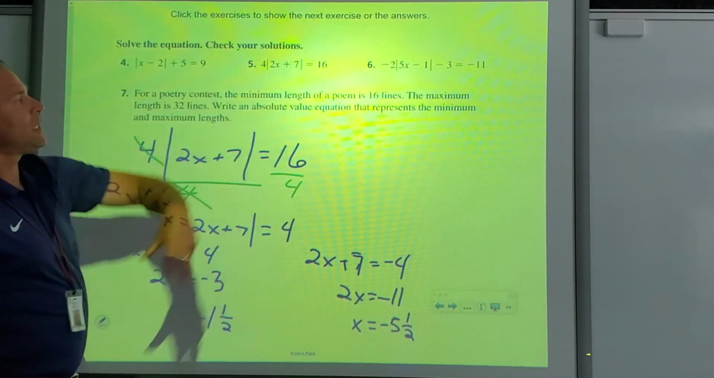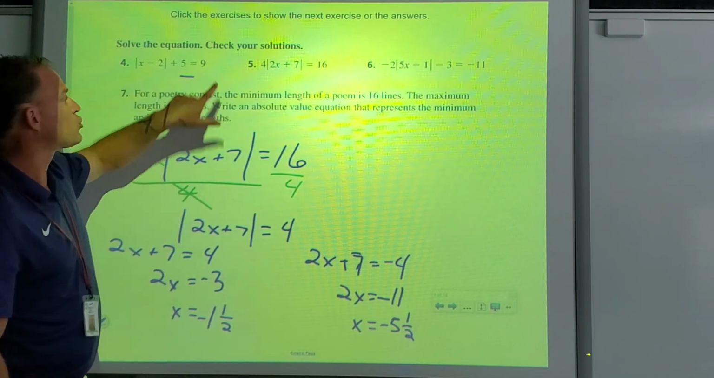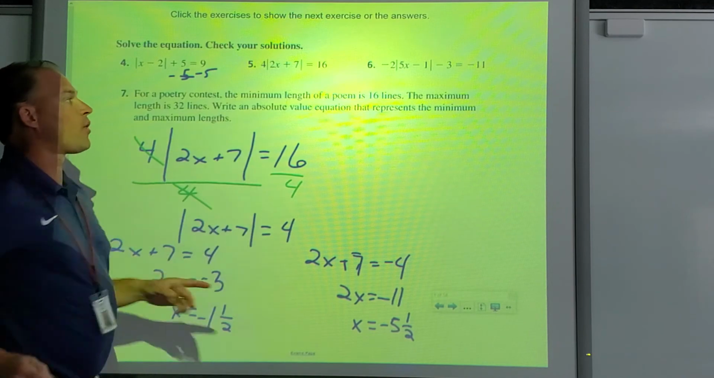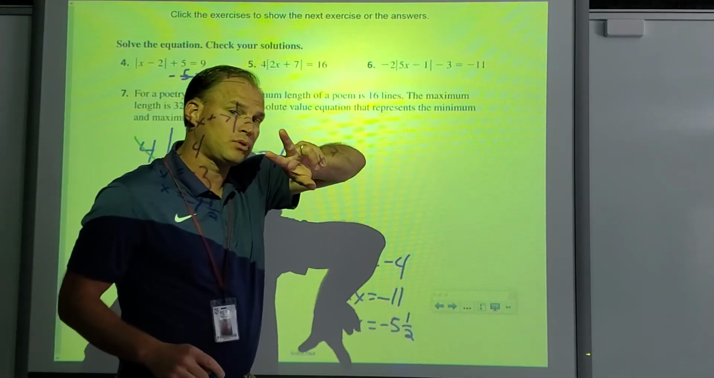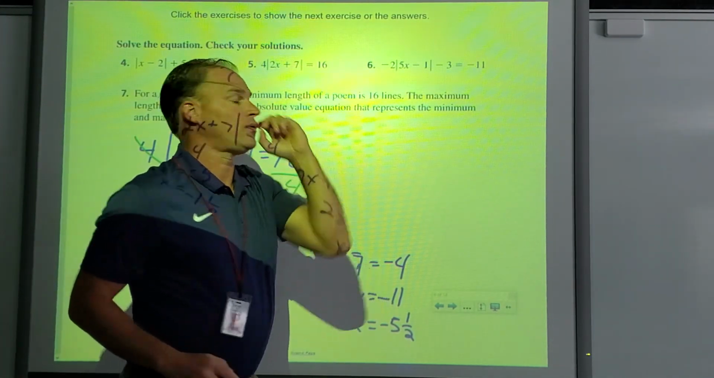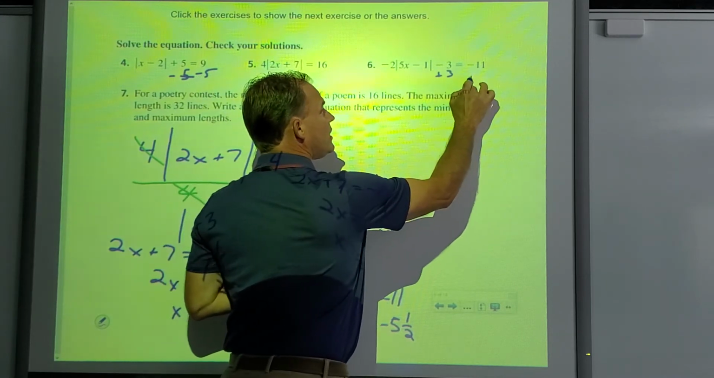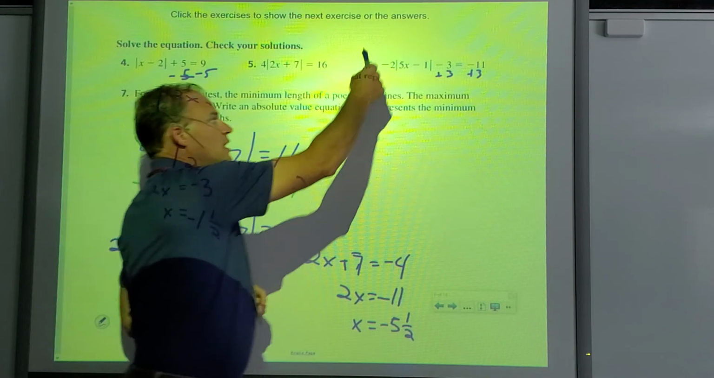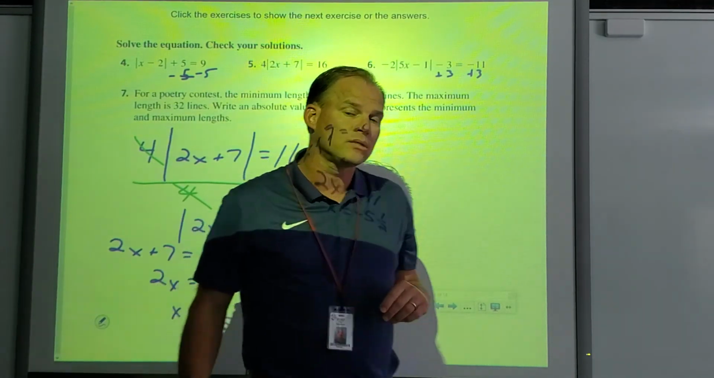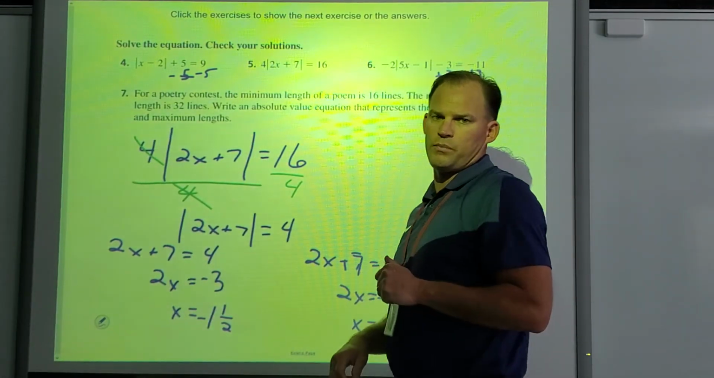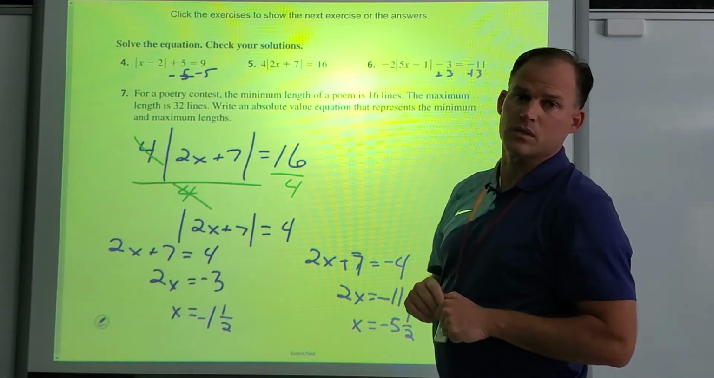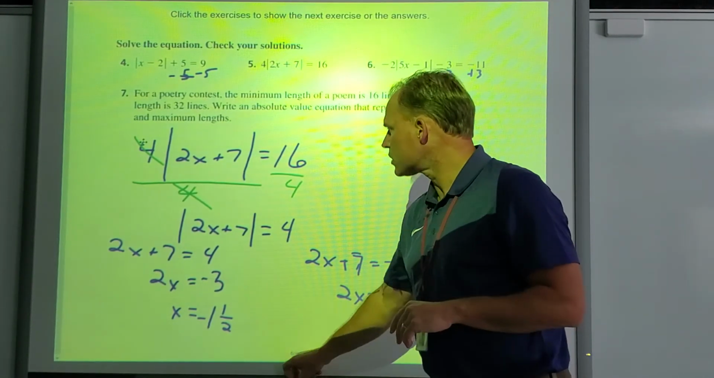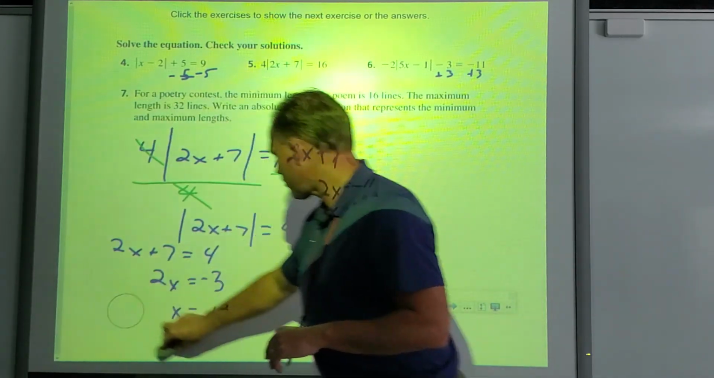So, isolate your absolute value. Here I would have to subtract 5 from both sides before I get started. Here I got 2 steps to get that absolute value isolated. I would have to add 3 to both sides, and then, just like we did down here, divide by -2 on both sides. Then my absolute value would be isolated, and I could solve the resulting equation. All right? I do want to do one more word problem for you.